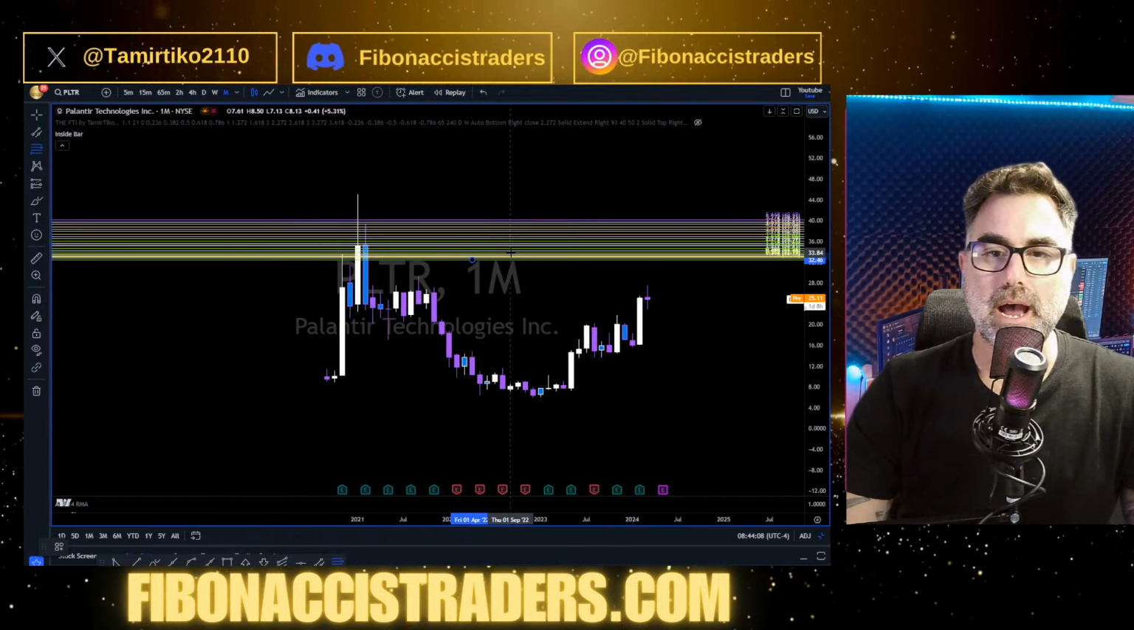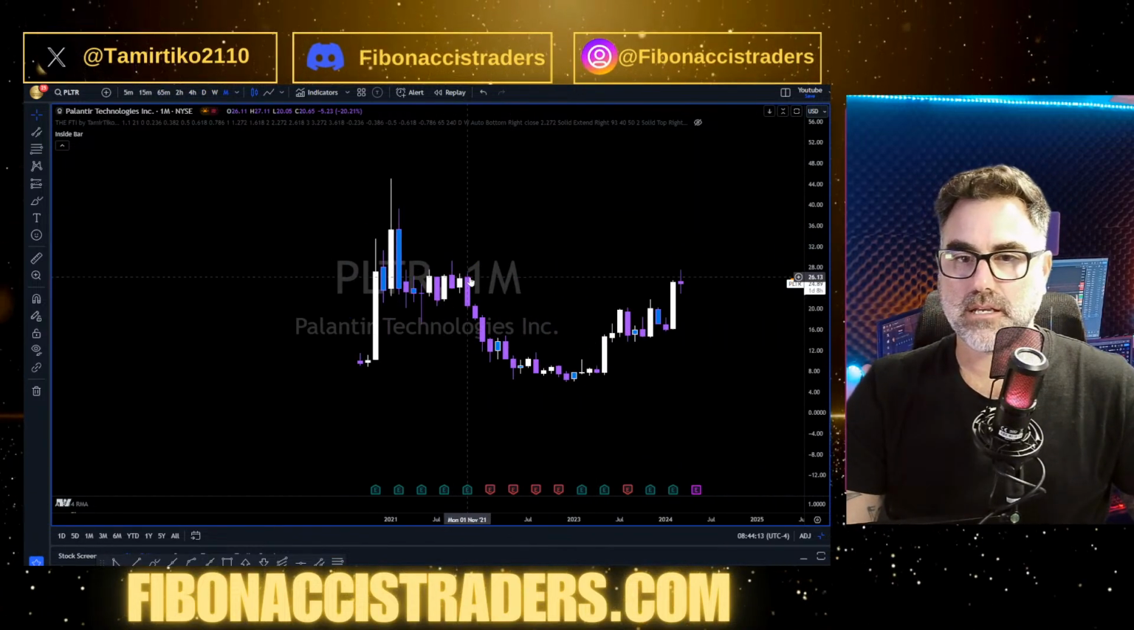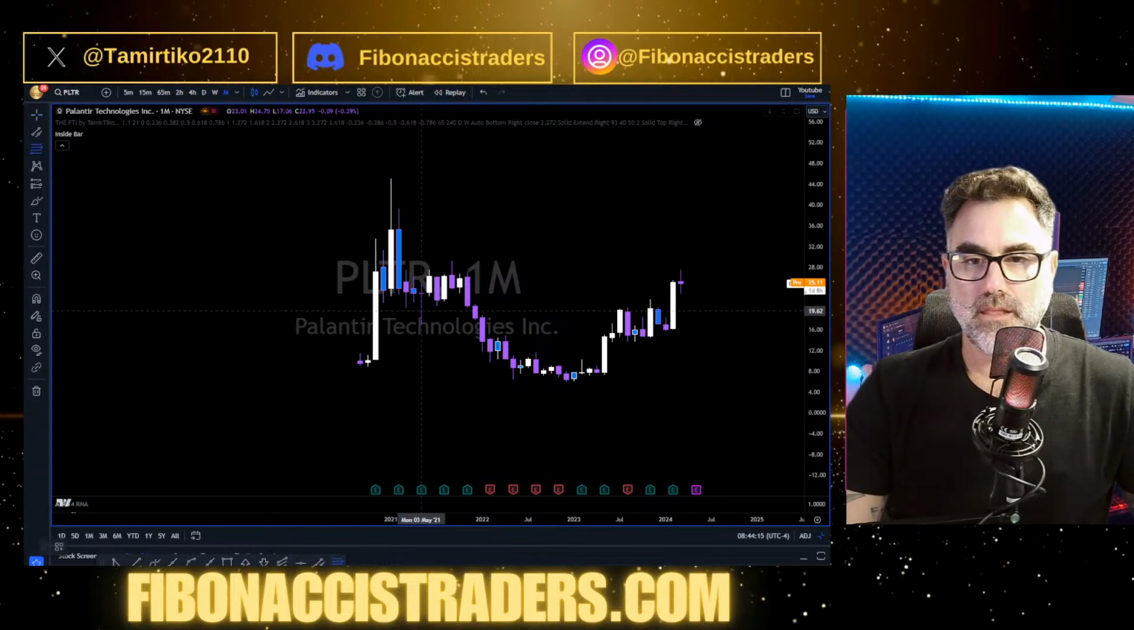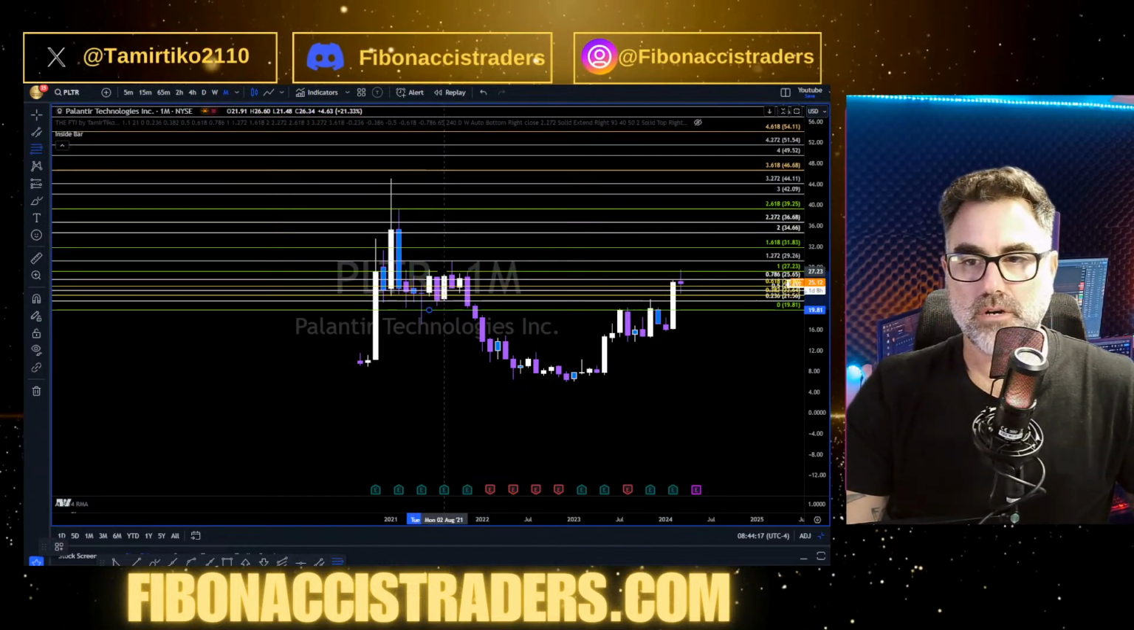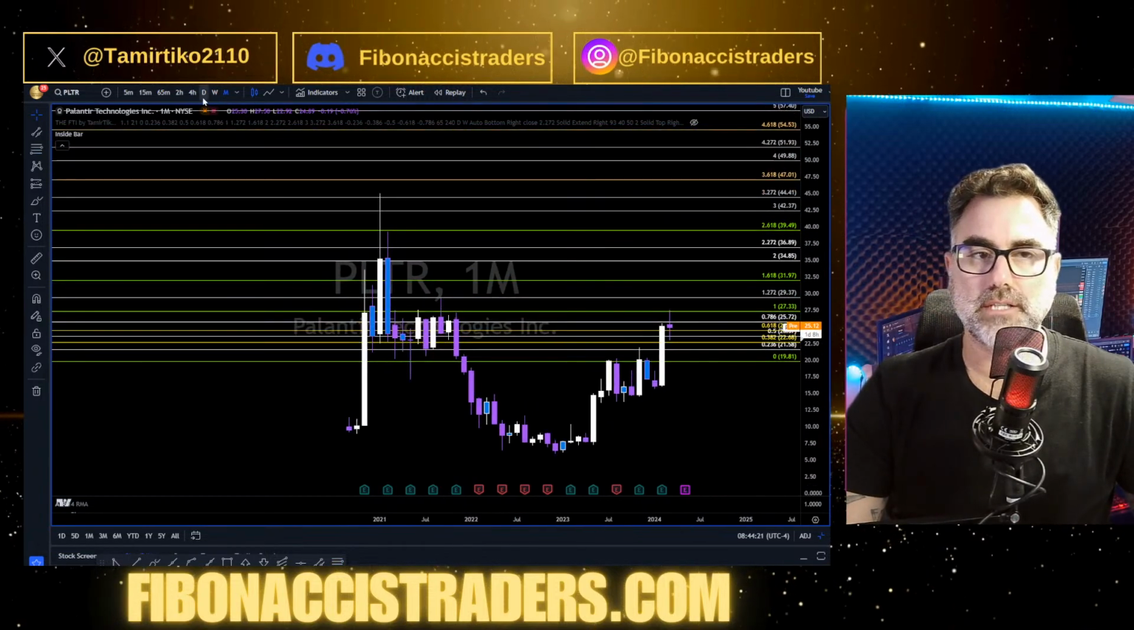Look at here. PLTR, let's take one candle. On PLTR, monthly candle, let's take this one for example. Now you can see that Fibonacci gives you everything that you need for future price action. Now go to the daily.